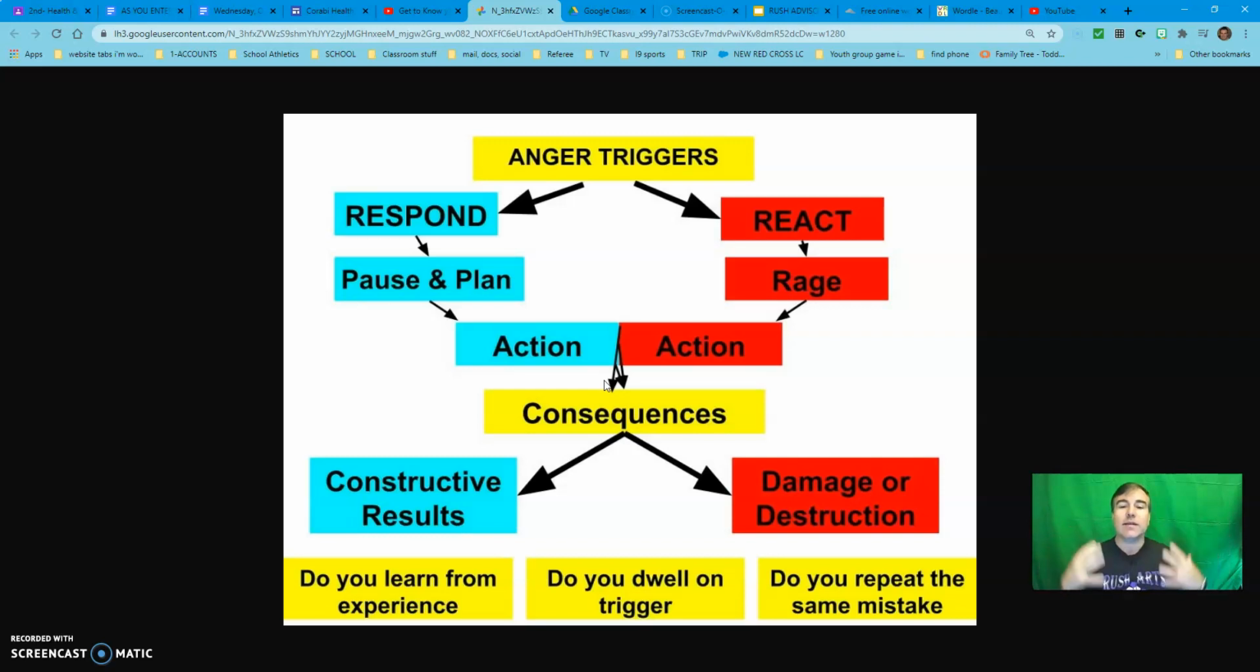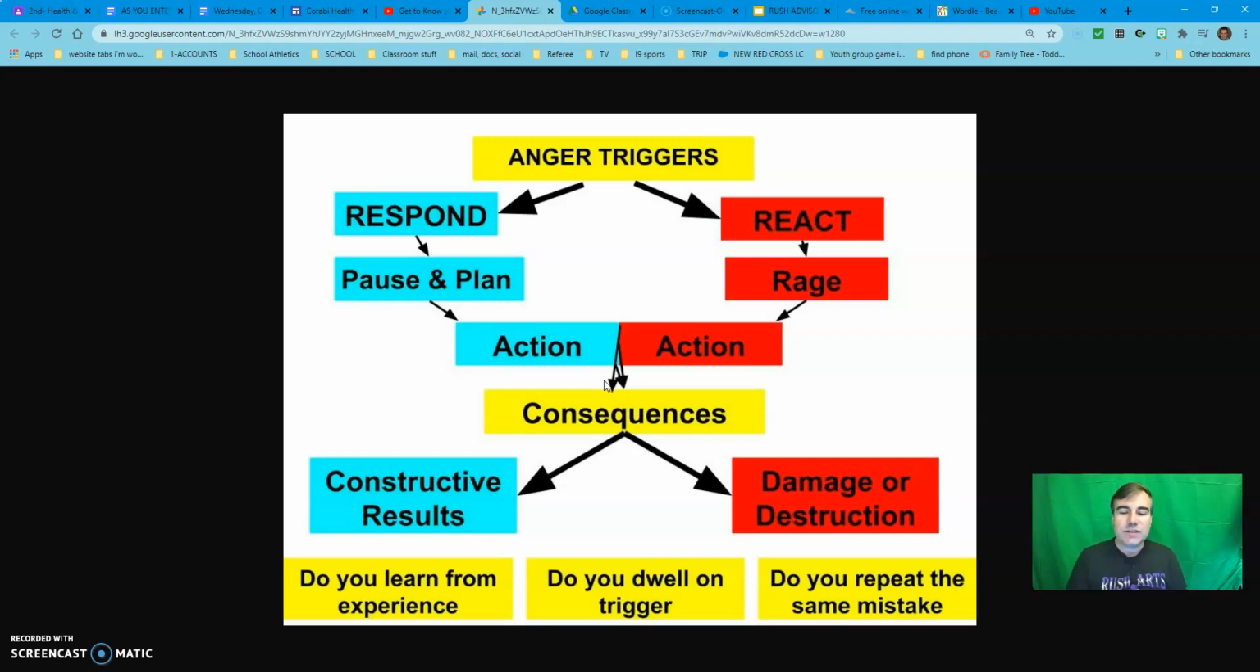Pause and think about a plan. What am I going to do? And that relates into an action. And that action should be constructive. It should be productive. So that action leads to consequences, and then that has constructive results.